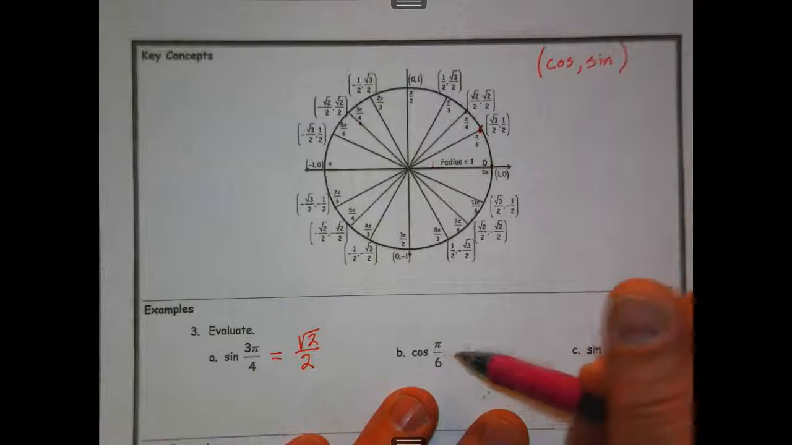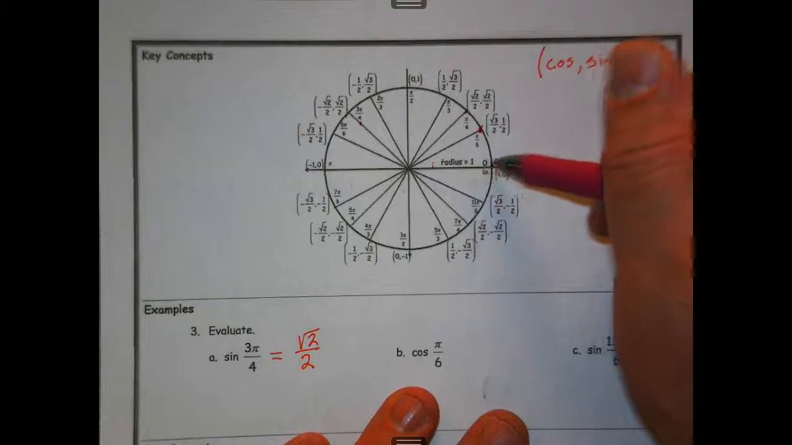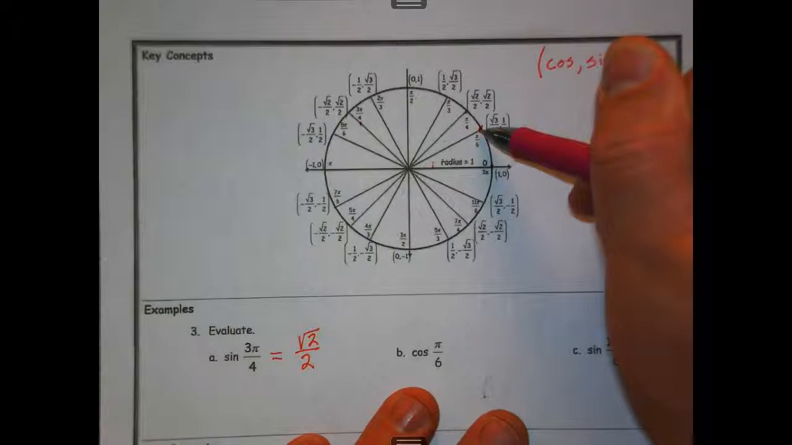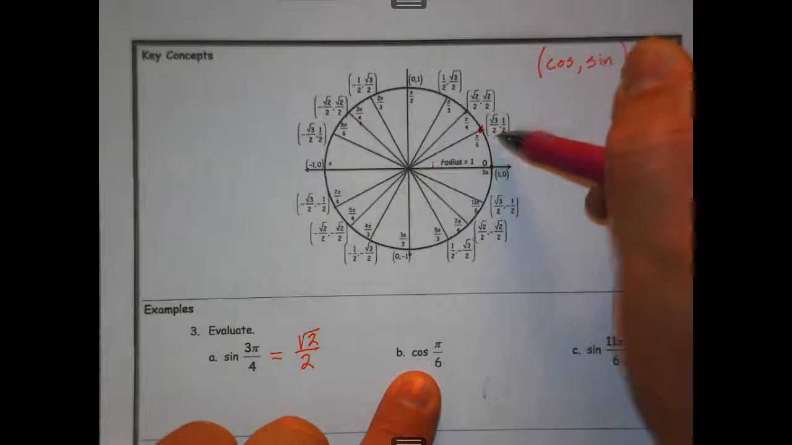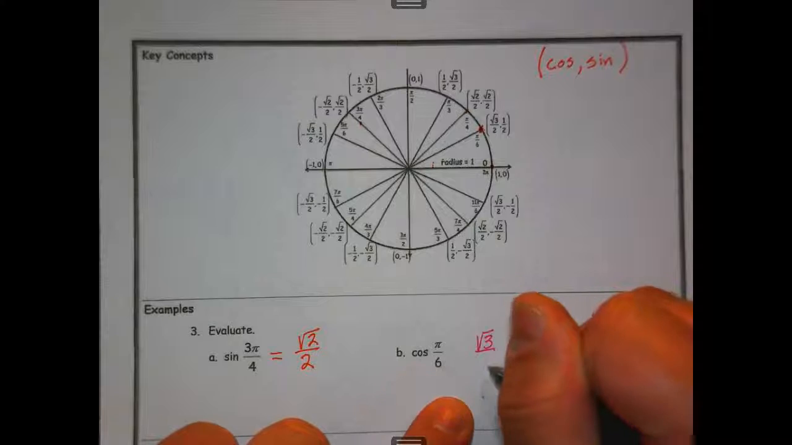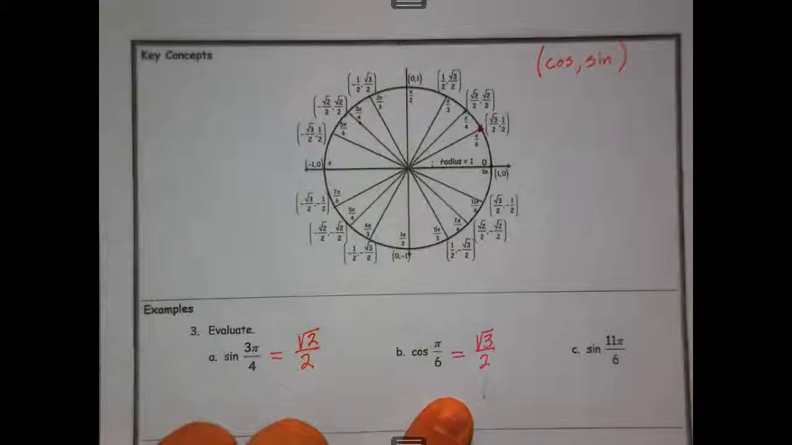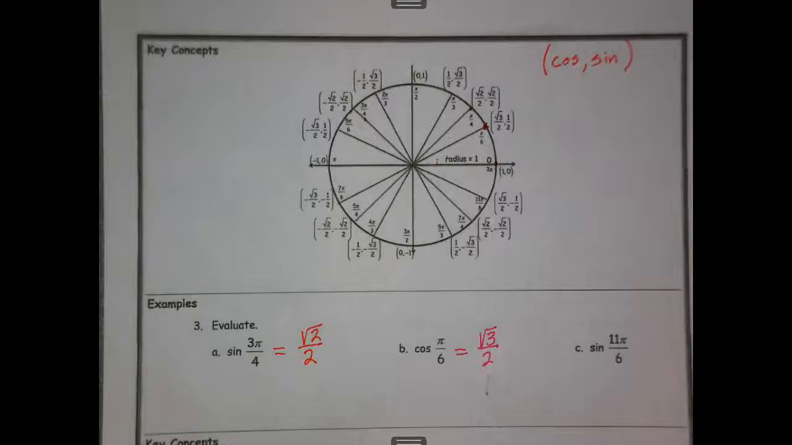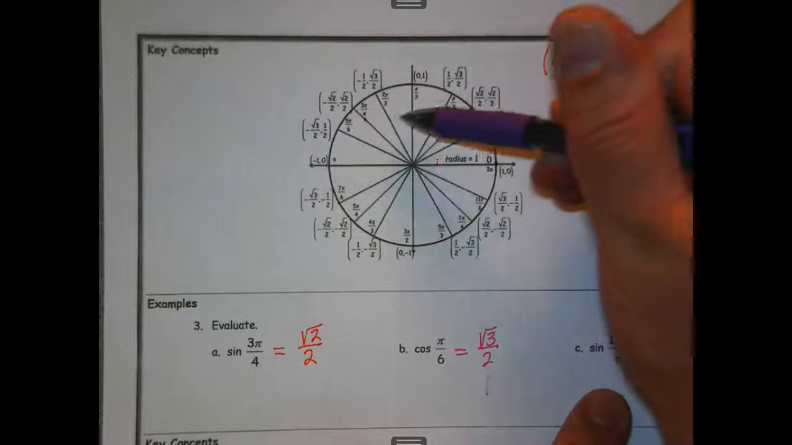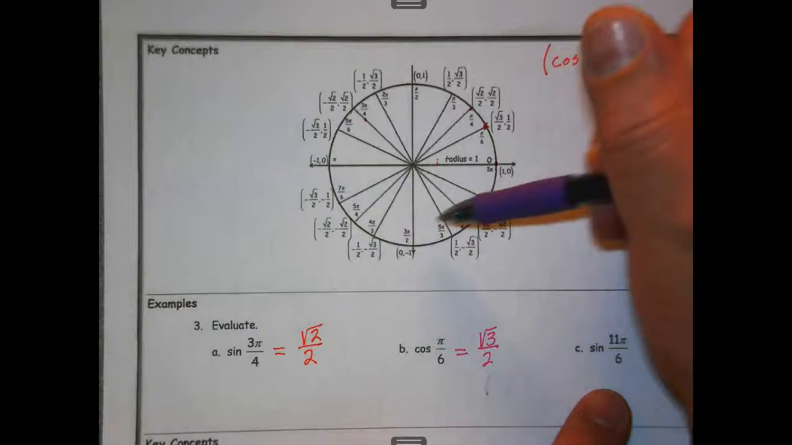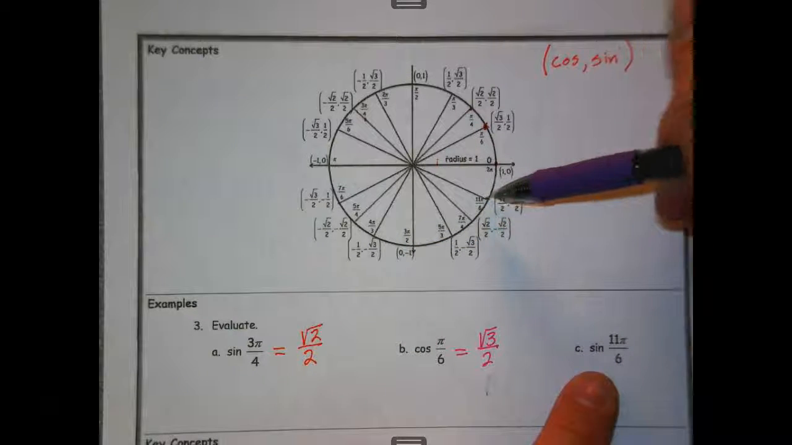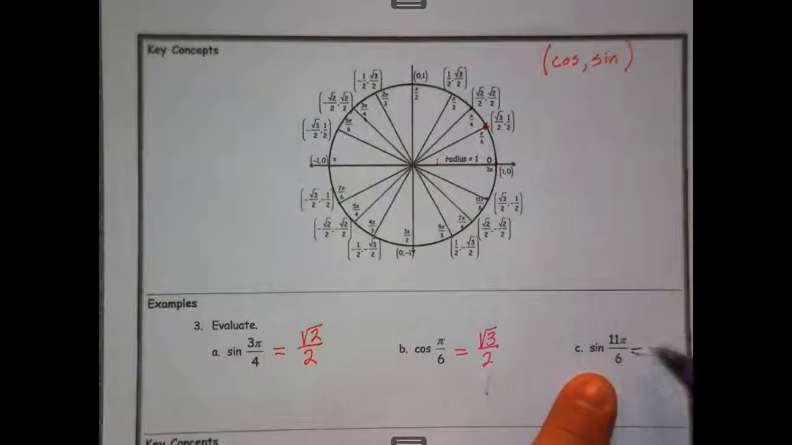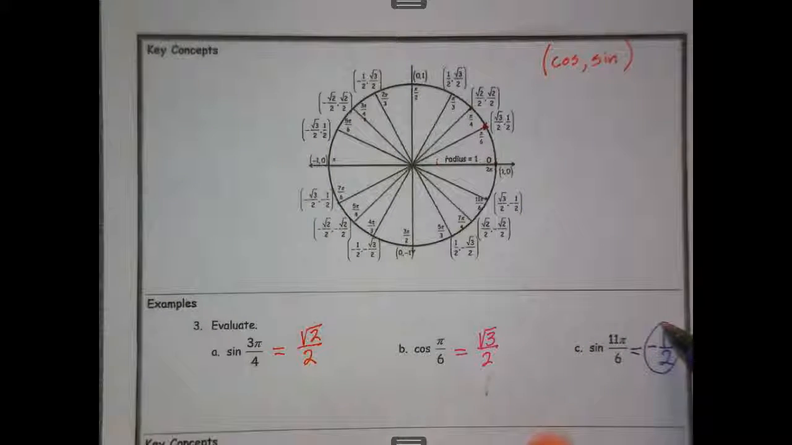Now, the cosine of pi over 6, which is 30 degrees. So we're going to start at 0, go to pi over 6. We want the cosine, which is the first coordinate, radical 3 over 2. That's all we're doing in algebra 2. Here we have the sine of 11 pi over 6. So we're going to go to 11 pi over 6, which is here. We want the sine, which is negative 1/2.